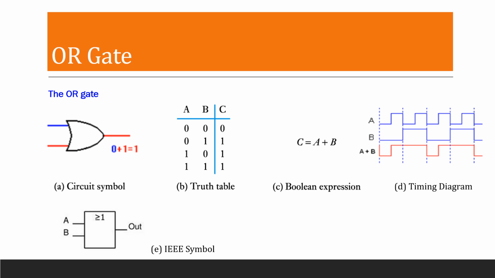The character used in the IEEE symbol to represent the OR gate is greater than or equal to 1. So this gate can be called as any or all. If any of the inputs is 1 or all the inputs are 1, then it generates a high value. It performs a logical addition operation.